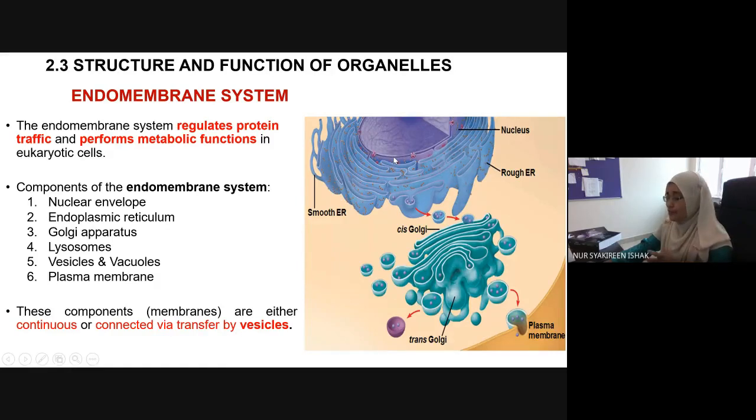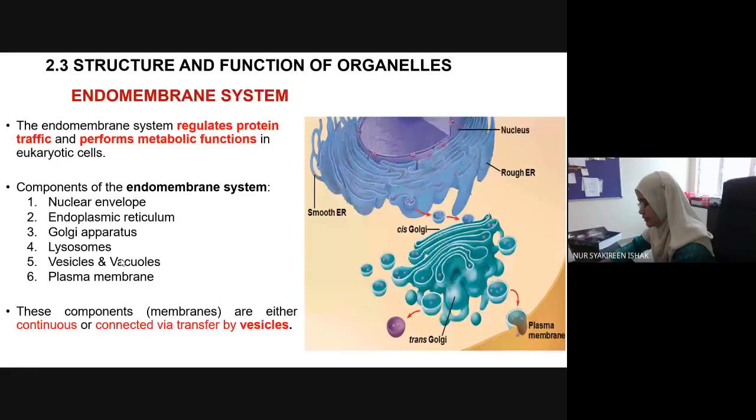So it means that the membranes of all these components, the nuclear membrane, the membrane of the rough ER, the membrane of the smooth ER, the membrane of the Golgi apparatus, the membrane of the lysosome, the membrane of the vesicle, and also the plasma membrane itself, are connected to one another, either through direct physical, continuous connection or through the transfer of vesicle.